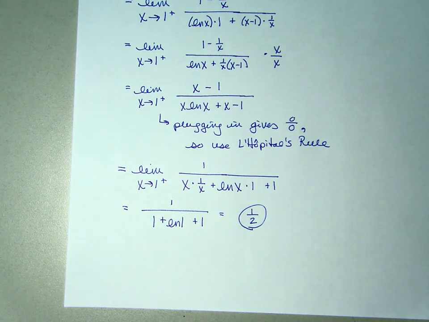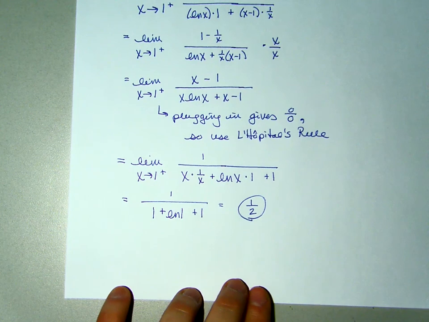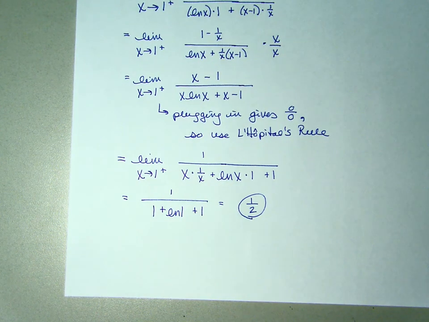Limit as x approaches 1 from the right. We should have x times 1 over x in the denominator plus the natural log of x times 1. Product rule on that thing. Plus 1 at the end. 1 over 1 plus the natural log of 1 plus 1. 1 over 1 plus 0 plus 1. 1. Yes. Well, okay, I didn't realize we had to use L'Hopital's rule a couple times. I guess the easy part is turning it into a good form. We get a common denominator.